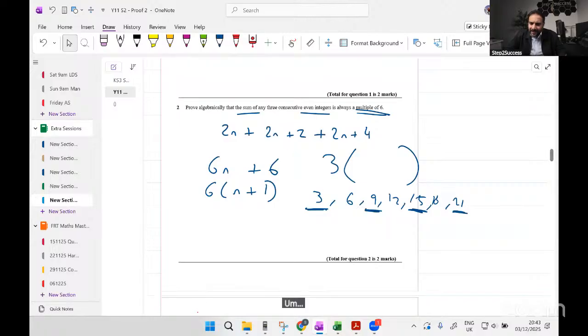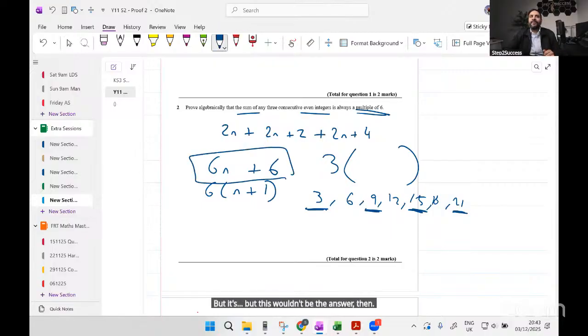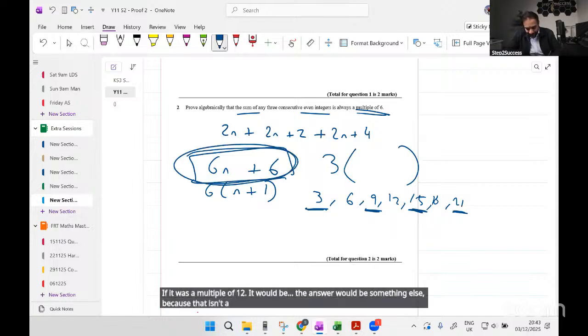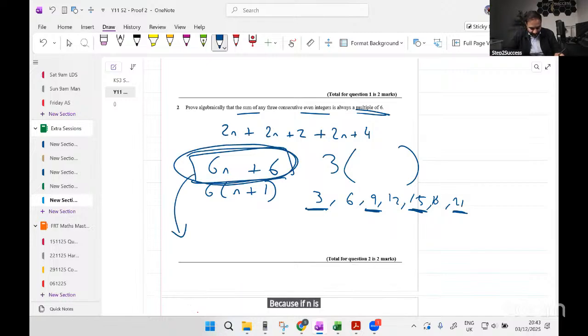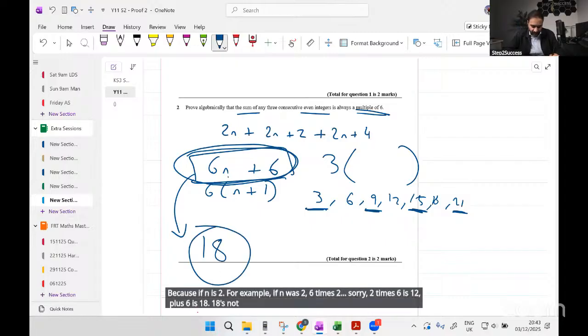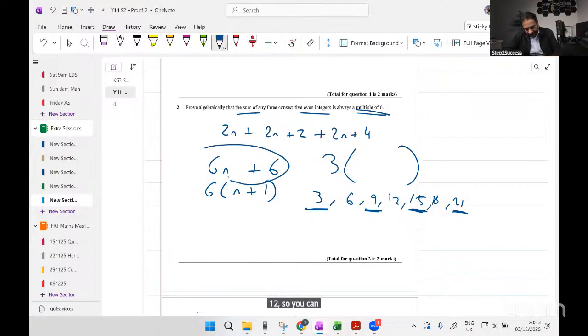But if the question asked for a multiple of 12, this wouldn't be the answer then. If it was a multiple of 12, the answer would be something else, because that isn't a multiple of 12. For example, if n was 2, 2 times 6 is 12, plus 6 is 18. 18 is not a multiple of 12. So you can't prove that this is a multiple of 12.